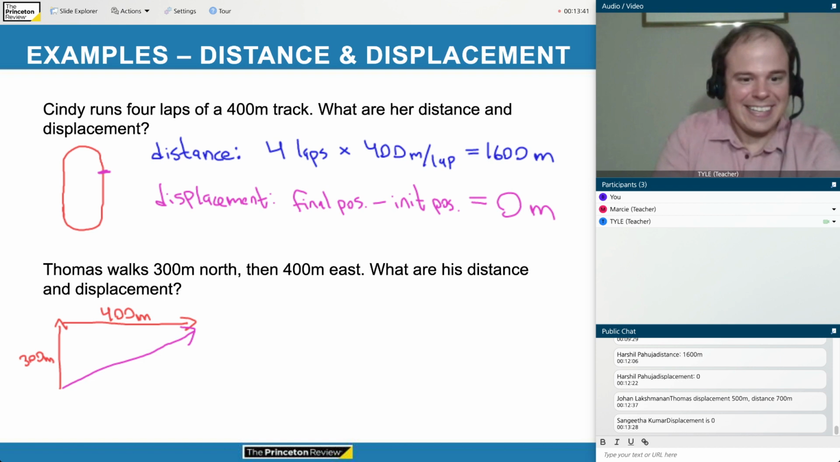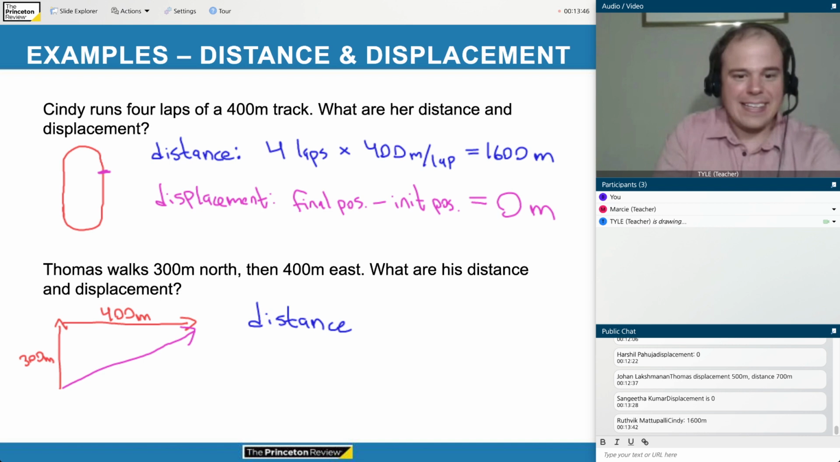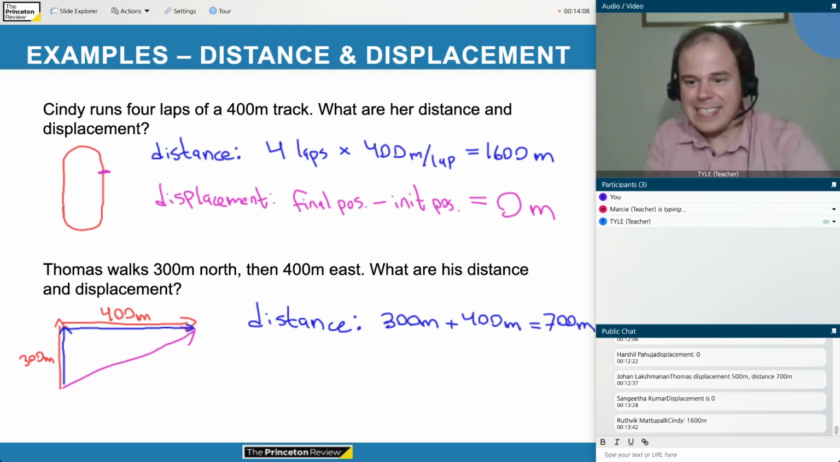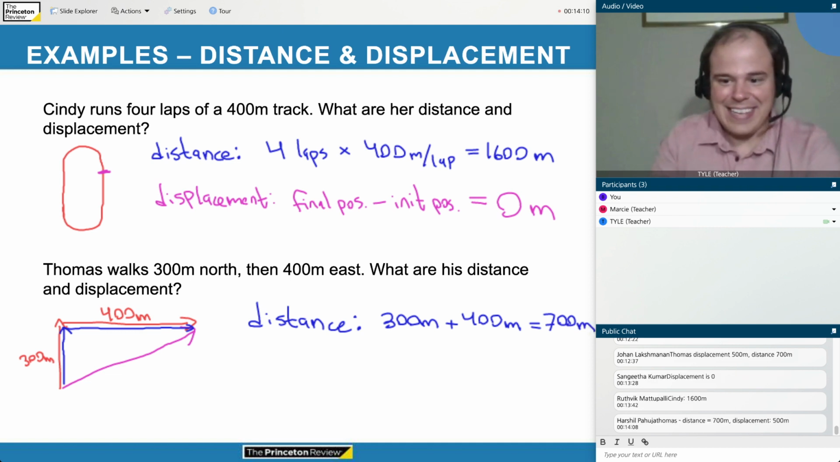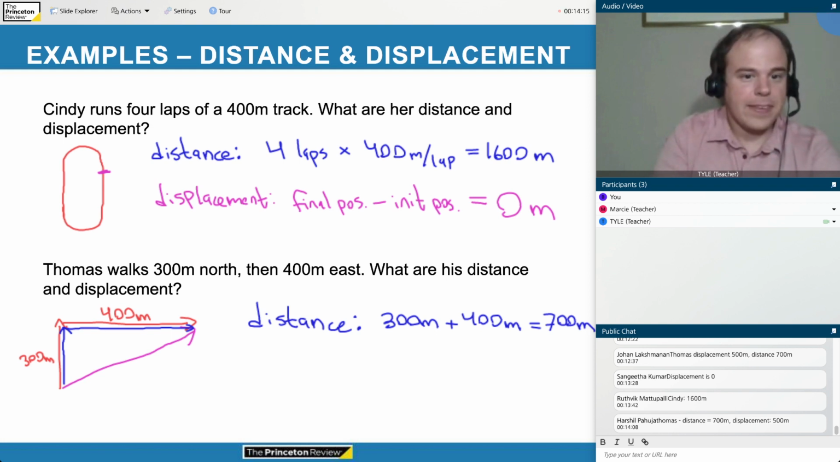Looking good, looking good. So first, let's talk about Thomas's distance. All right. So distance, remember, is the length of the path that he actually takes. So Thomas first walks 300 meters north, and then he walks 400 meters east. Okay, so the distance is 300 meters plus 400 meters, right? That's the length of the path he followed, which is 700 meters, which I saw that some of you had said in the chat. Fantastic. I see that Harshal had said so, Johan had said so.